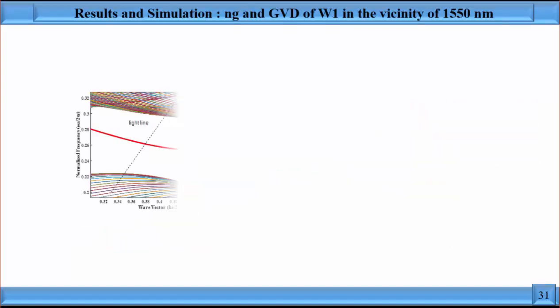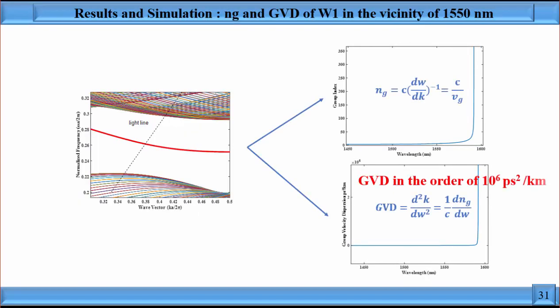Slide 31. NG and GVD of W1 in the vicinity of 1550 nanometers. It is evident that the group index in the slow light region lies at the wavelength 1550 nanometers area, and as expected the corresponding group velocity dispersion, GVD, is lower.